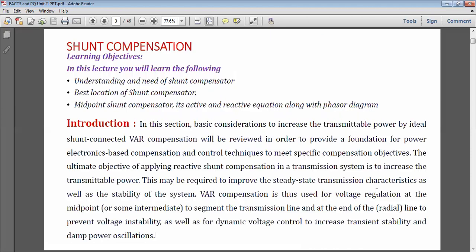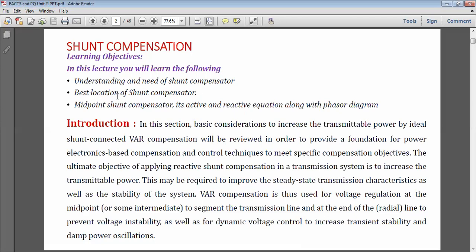Okay, so here our learning objective is to understand the need of the shunt compensator, which we have just discussed. Second is the best location of the shunt compensator, the midpoint shunt compensator, and its active and reactive power equation along with the phasor diagram. The need of the compensator is to compensate the reactive power, either a surplus of reactive power or a deficit of reactive power. Now, what is the best location?